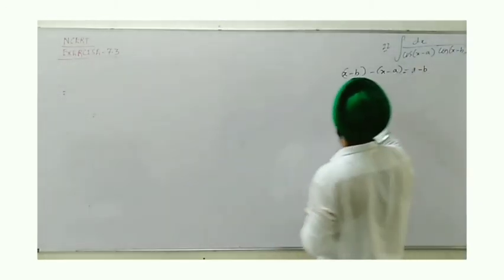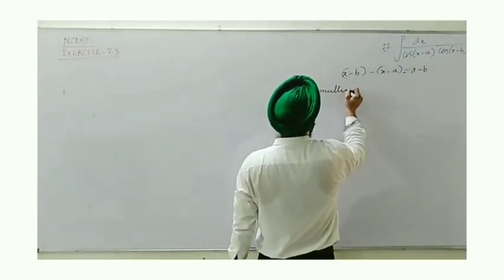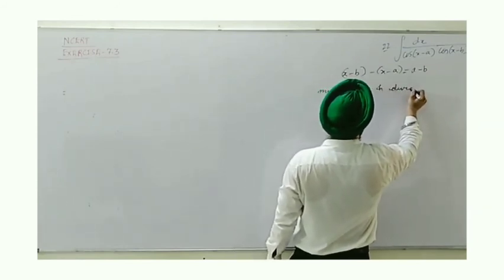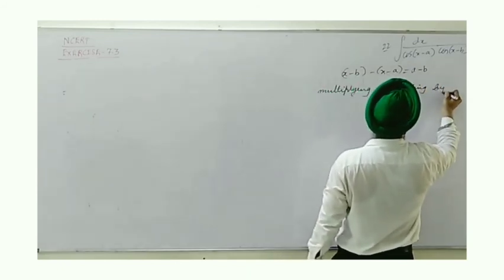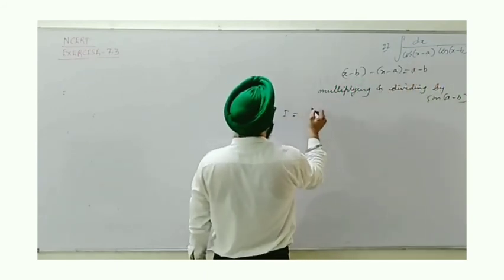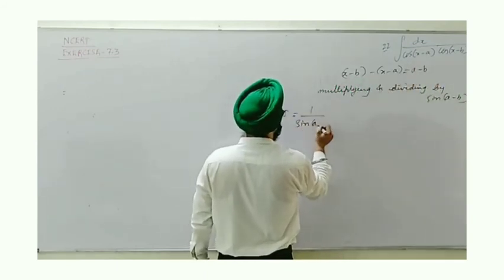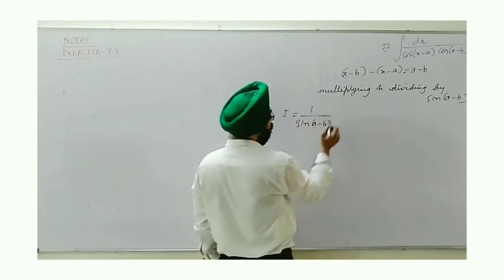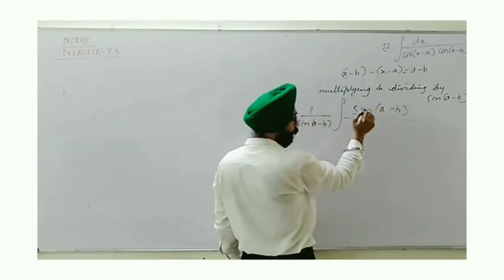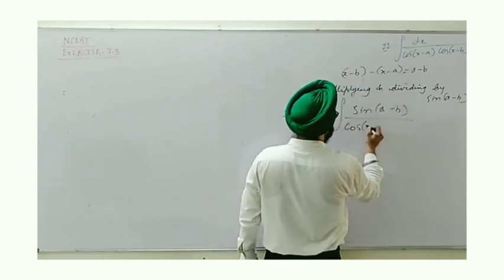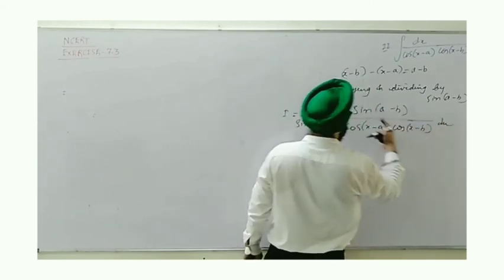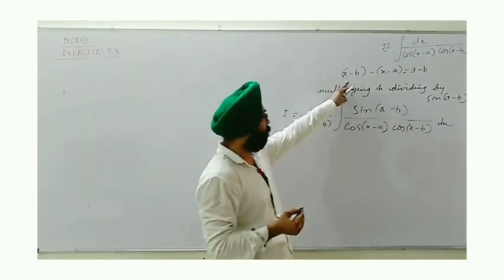Let's see here. Multiplying and dividing by sine a minus b, what happens? I can be written with sine a minus b as a constant. So this denominator part outside, our purpose is to put it in the numerator part. So what will make a change? Let me show you that. Sine a minus b, as we recently saw, is equal to x minus b minus x minus a.